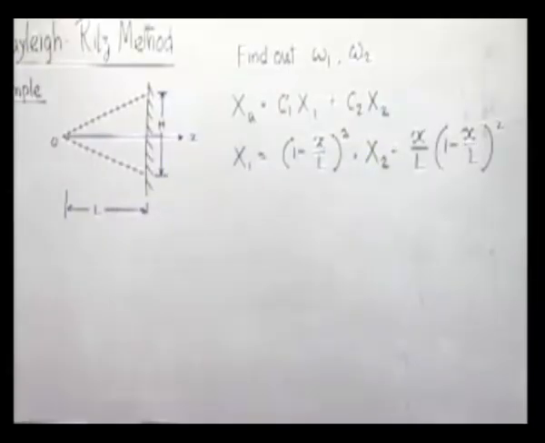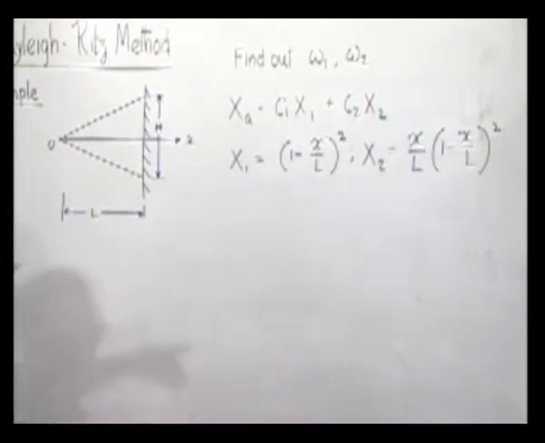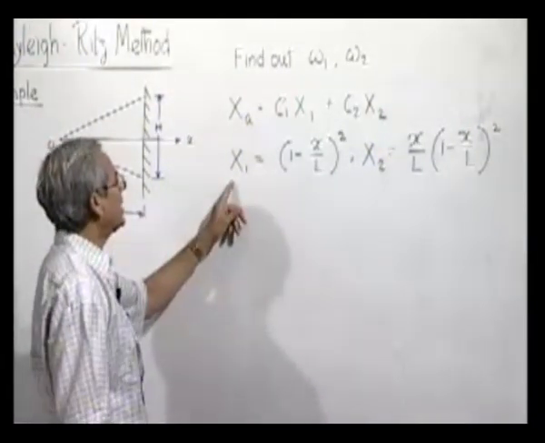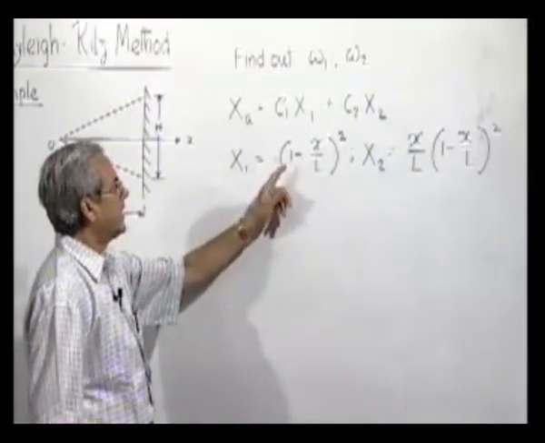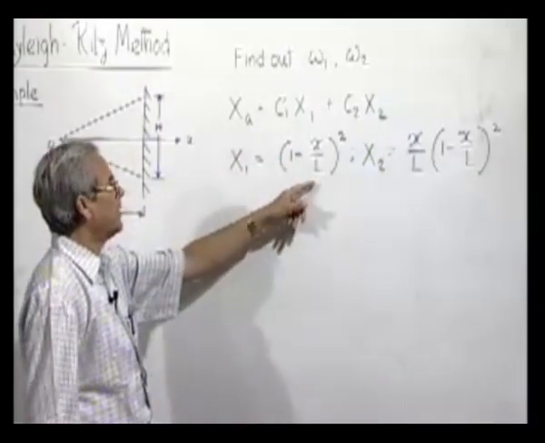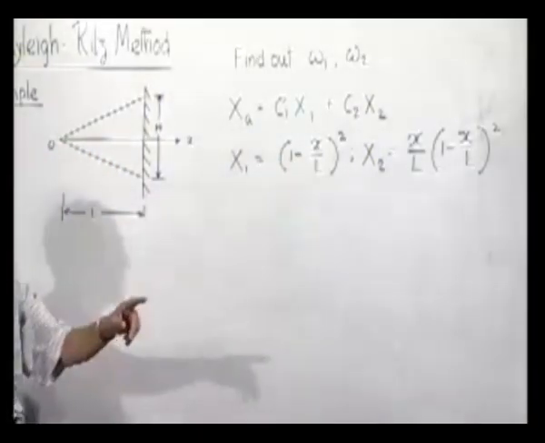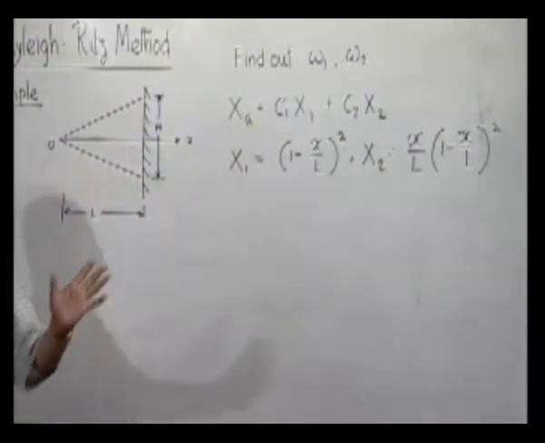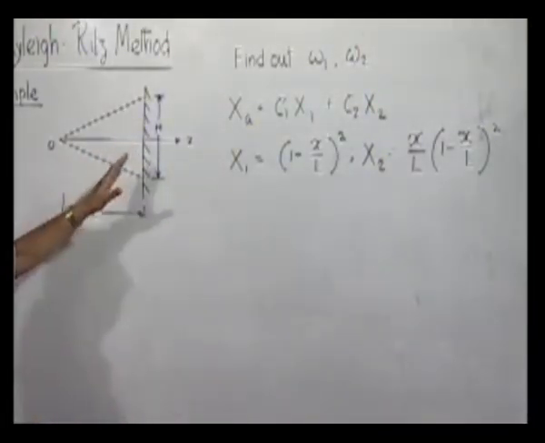At x is equal to L, x1 is equal to 0. If we differentiate once with respect to x, again this term 1 minus x by L remains, and at x is equal to L that will be 0. So slope is also 0. So these are the two geometric boundary conditions it satisfies.